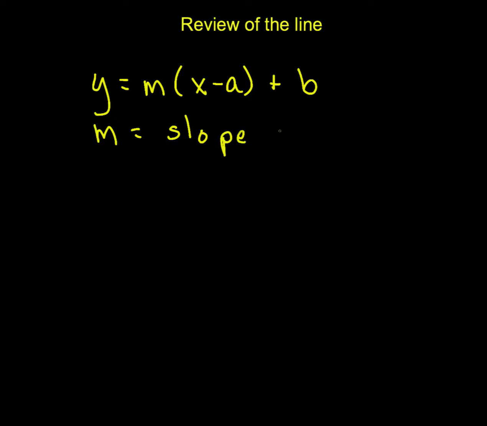In other words, how much you have to move in the y direction divided by how much you have to move in the x direction to get to any point. And we know that the point (a, b) is on the line.